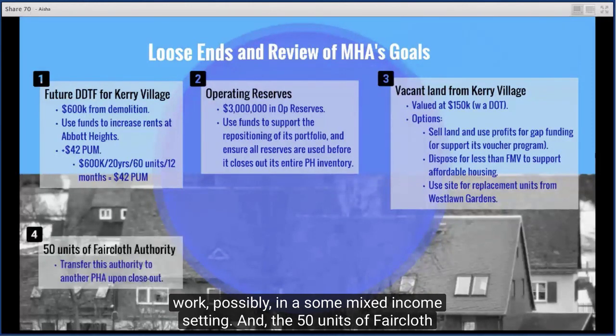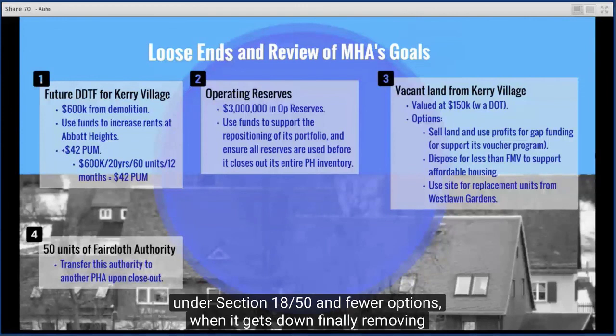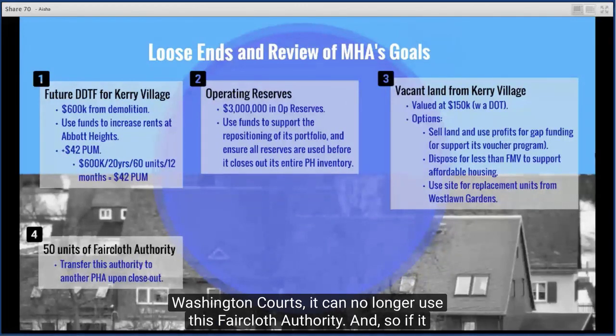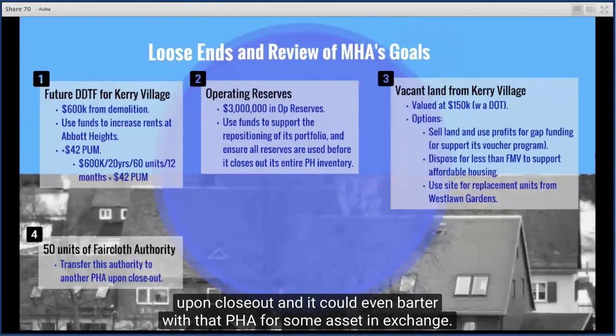And the 50 units of Faircloth Authority, because the PHA will be closing out its public housing program under Section 18, and when it gets down to finally removing Washington Courts, it can no longer use this Faircloth Authority. And so if it hasn't used it, it could transfer this authority to another PHA upon closeout, and it could even barter with that PHA for some asset in exchange.